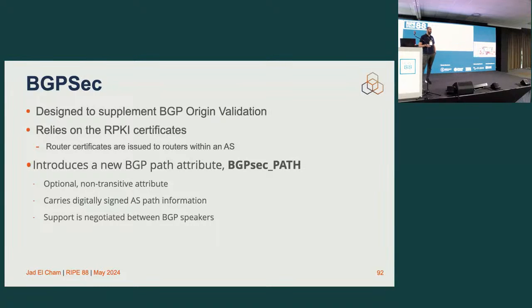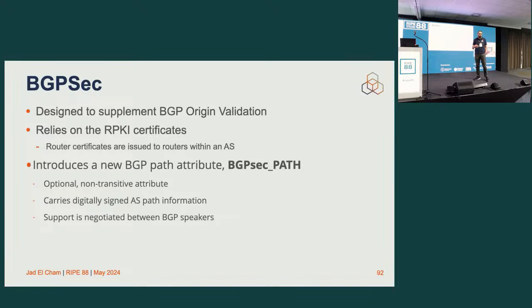The first one is BGP SEC. It is designed to supplement the BGP origin validation, so it also relies on RPKI certificates. Guess what? It has security in the name, so it will be using cryptography and certificates to verify every single connection in the path, and not only between ASs, but between the routers themselves as well. So it introduces a new BGP path attribute called BGPsec_Path.